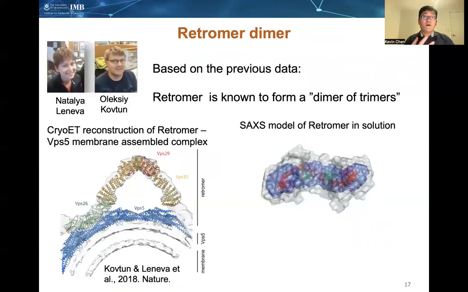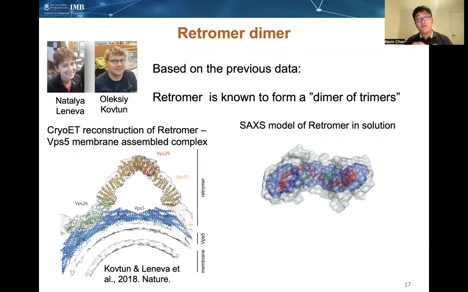So before I move on, I want to explain this slide, and also explain why we can only get up to so far 5 or 4-point-ish angstrom resolution for the single particle structure of retromer. The reason is that single particle work on retromer is actually rather challenging as well. Retromer is capable of forming a dimer, or we call it the dimer of trimers, because retromer itself is a three-subunit trimer, and it can form a dimer of that. And that has been shown by using the cryo-ET structure of retromer as well as the VPS5 membrane super complex, which was solved by former colleagues Natalia and Oleksiy.